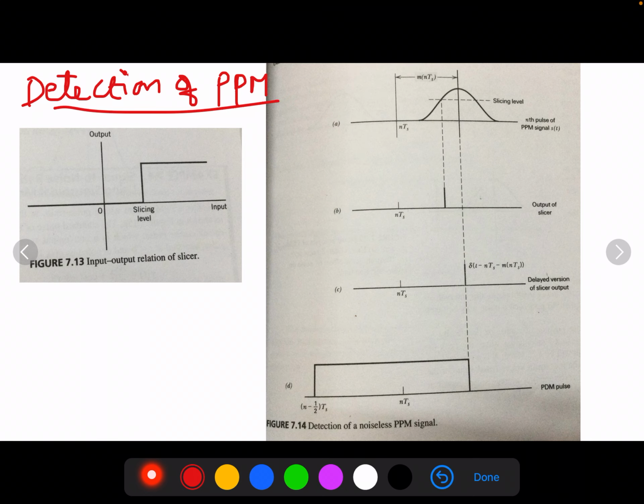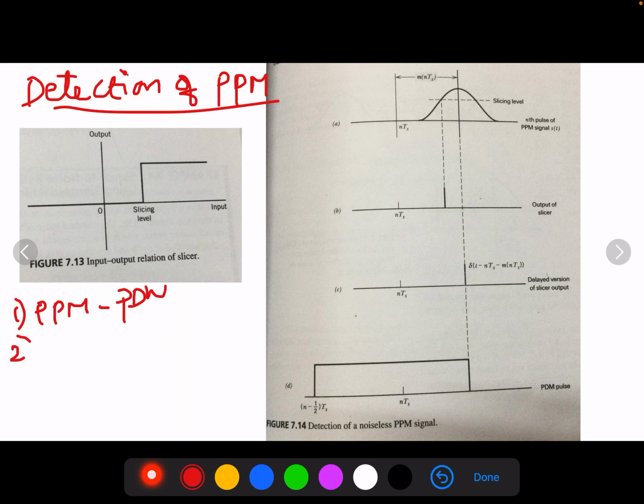assume that the message signal M of t is strictly band limited. So the operation of one type of PPM receiver is as follows. The first method is to convert the received PPM wave into a PDM wave with the same modulation technique. This is the first step, converting the received PPM wave back to the PDM wave.